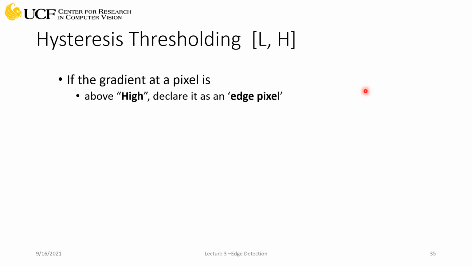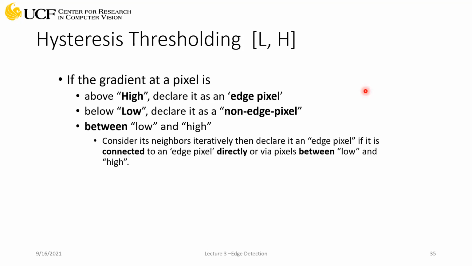So if it's above high, you declare it an edge pixel. If it's below low, it's a non-edge pixel. If it's between high and low, you look for the connectivity. You'll have to do that iteratively. It's an edge pixel if it's connected to a pixel which has high magnitude. Okay, so now let's talk about how we find this connectedness.